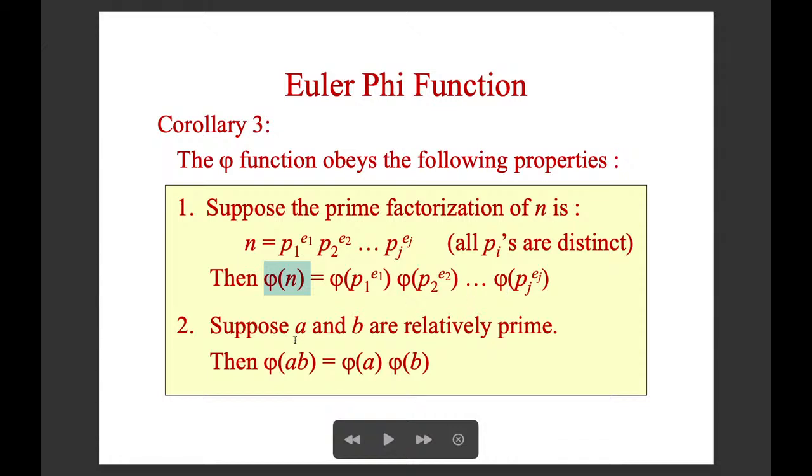Or, in general, as long as a and b are relatively prime, as long as a and b do not share any prime factor, phi of ab is equal to phi of a times phi of b. So this is something that allows us to compute phi very quickly.